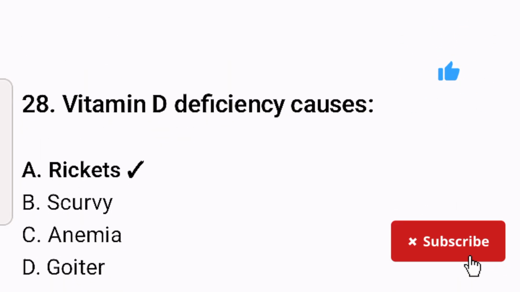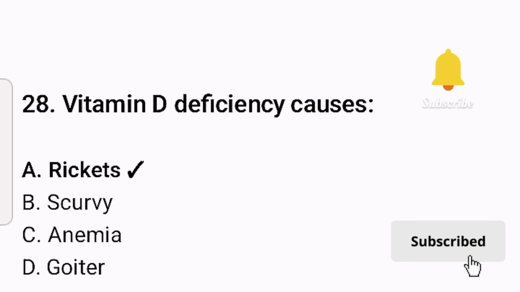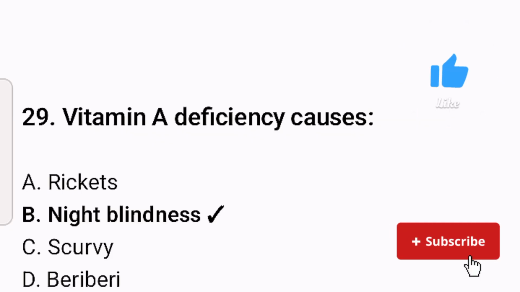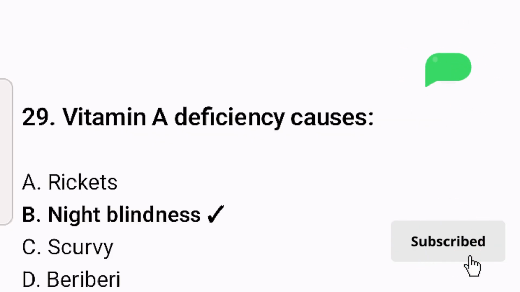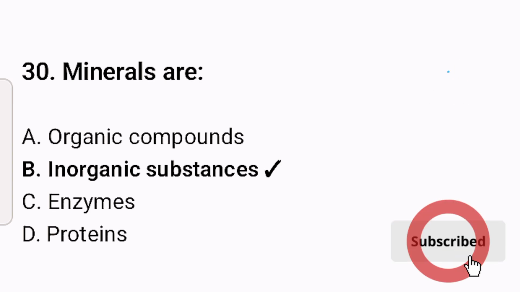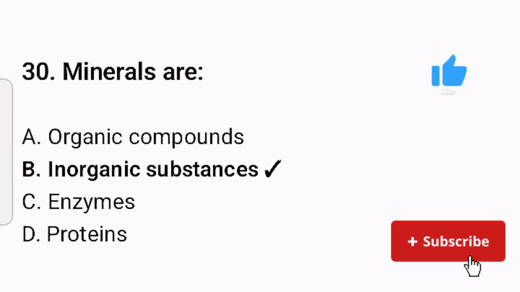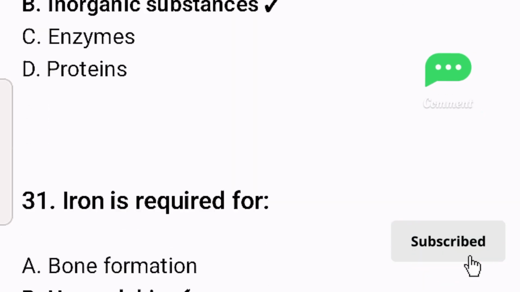Vitamin D deficiency causes option A, rickets. Vitamin D deficiency causes rickets. Vitamin A deficiency causes option B, night blindness. Minerals are inorganic compounds. Minerals are inorganic compounds.